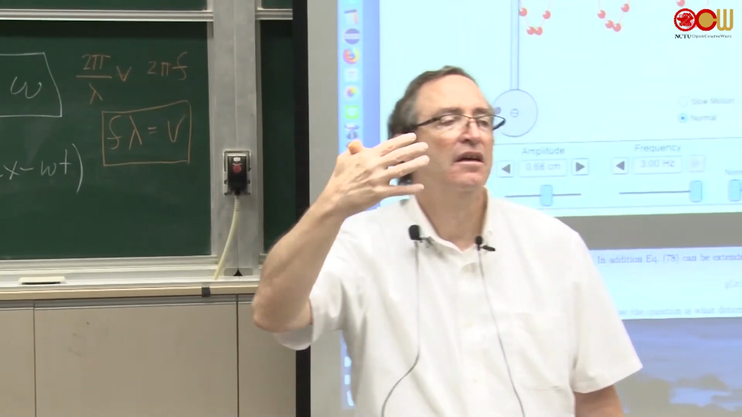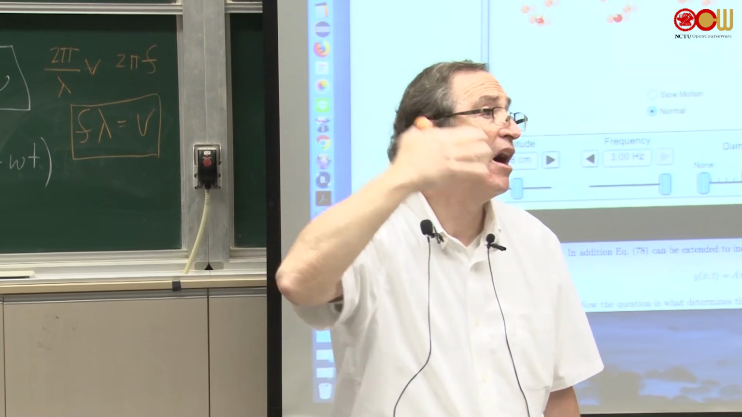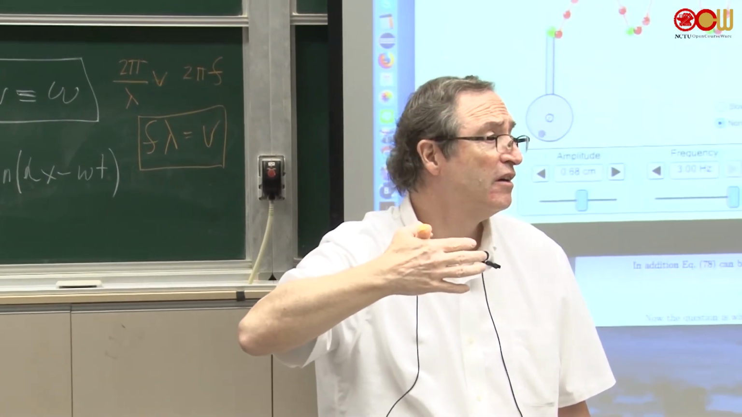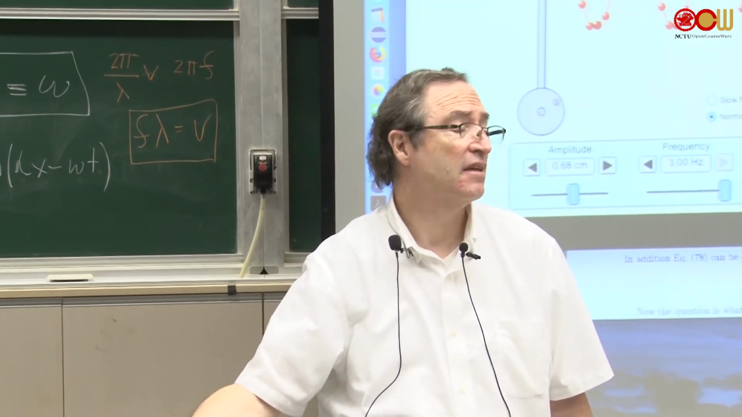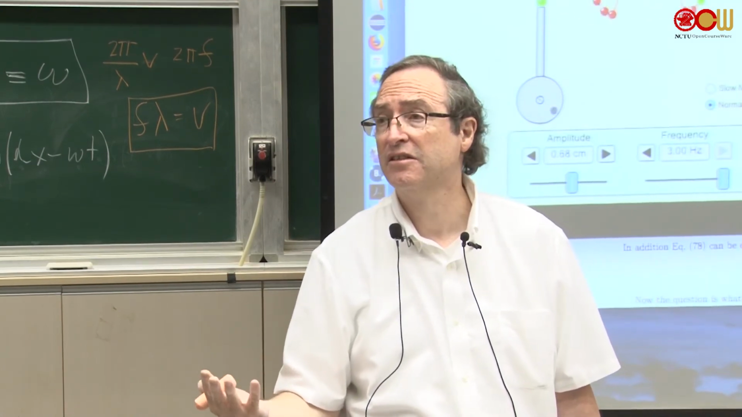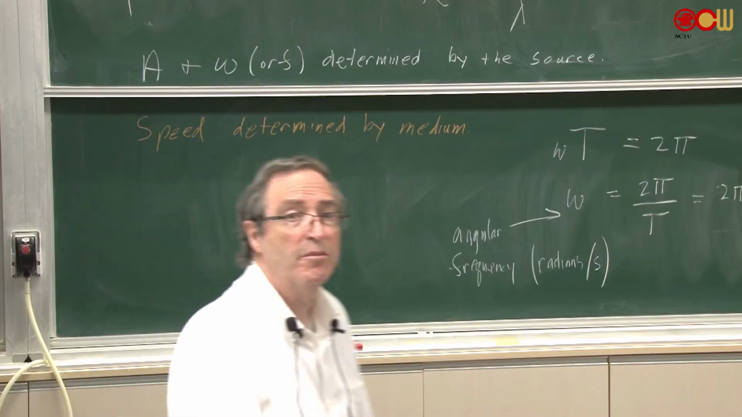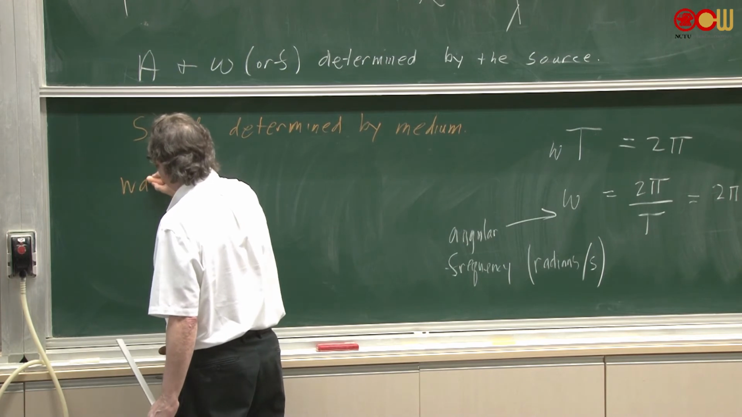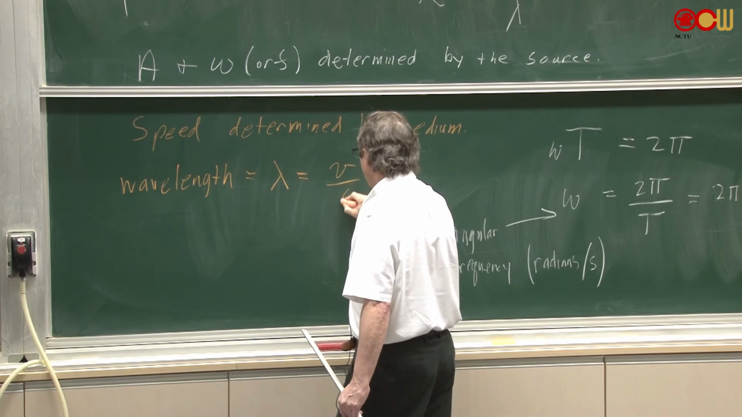So the speed of sound depends on air. However, if I'm underwater and I start screaming at you underwater, the speed is different. All right? It's less. In certain cases, it could be more or less. It depends on the medium. So the speed is determined by the medium, and the wavelength, lambda, is just equal to v over f.